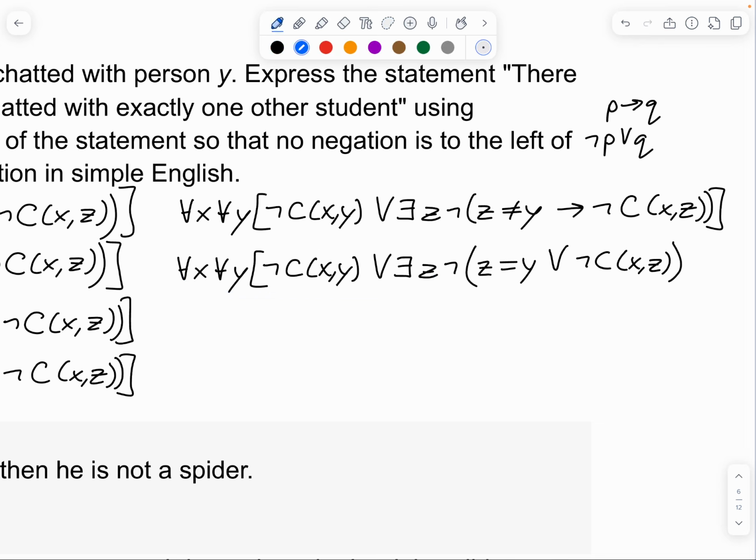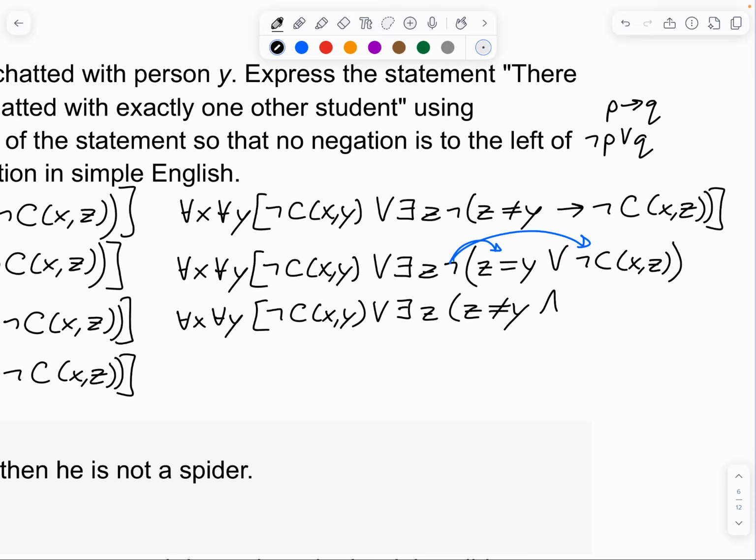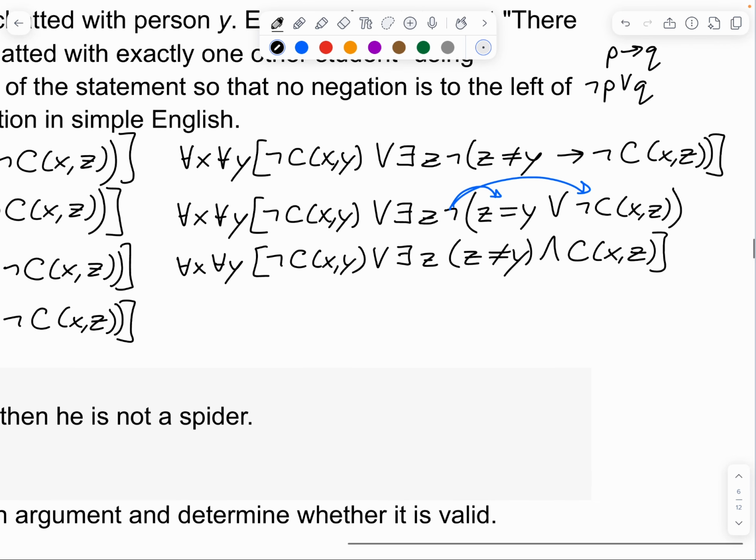Okay, finally, I'm going to distribute this negation, and that is using De Morgan's, because it will change my or to an and. So there exists a z such that z does not equal y, and not. There we go. Okay, now this is actually much, much easier to understand in English. So I'm going to translate it now.